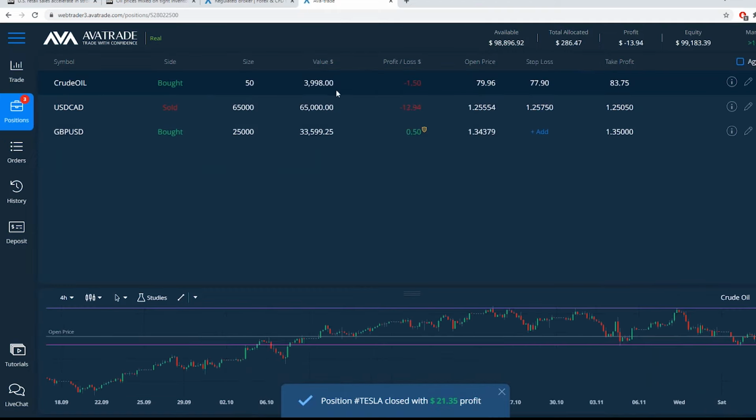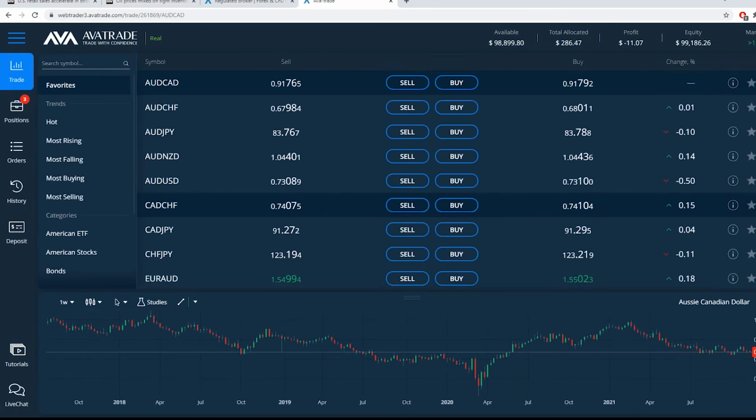And now we've got our US Canadian position and our crude oil. We just opened those, so they're still down a little bit from the spread. You want to let those run a bit, to get past the spread and give it time to hopefully move into profit. Maybe by the next webinar on Thursday, we'll take a look at those and see what happened on those. And here's a move on GBP USD that we placed also.